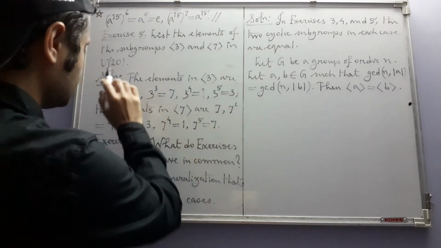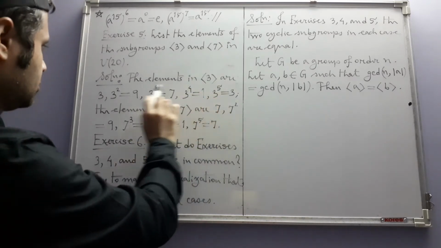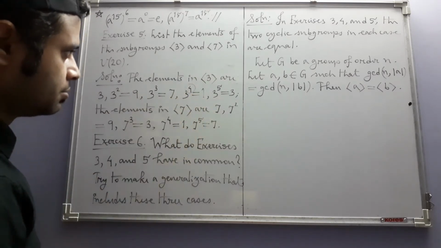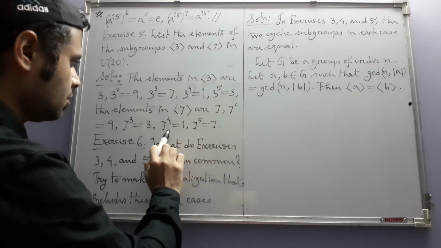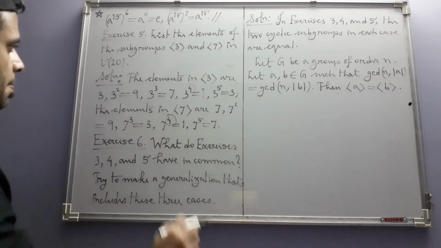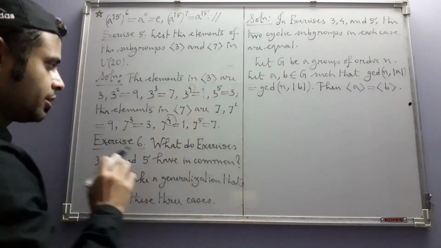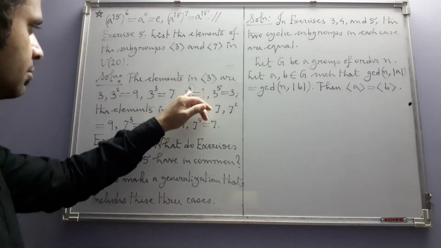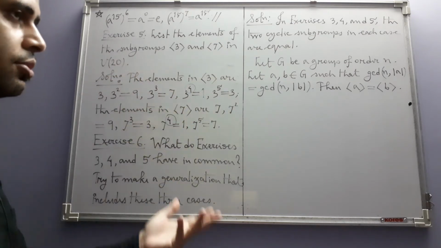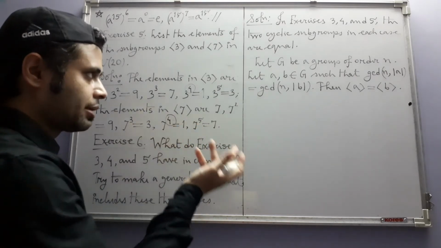For example, in case of this U20, what is the order of this element 3? Looking at these powers of 3, we see that the order is 4. What is the order of 7? Here also the order is 4. So actually here the orders themselves are equal. So the GCD of 4 and 20, greatest common divisor, is 4. So they are also equal and the cyclic subgroups are equal.